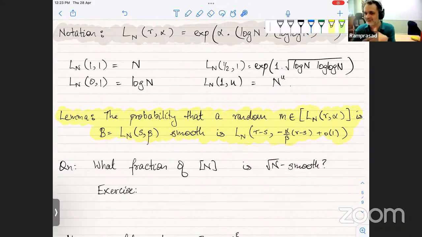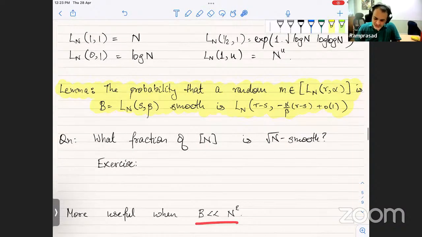So it gives you a way of getting an estimate of this, which otherwise seems like a difficult thing to get a sense of: how many of them are smooth. Maybe it's not root n, maybe you want to try n to the 1/4, n to the 1/10, etc. It will be particularly useful when the smoothness parameter is way smaller than n. And when you want to get a sense of how many of the numbers from 1 through n are smooth, writing the bound in terms of these L functions will become very, very useful.